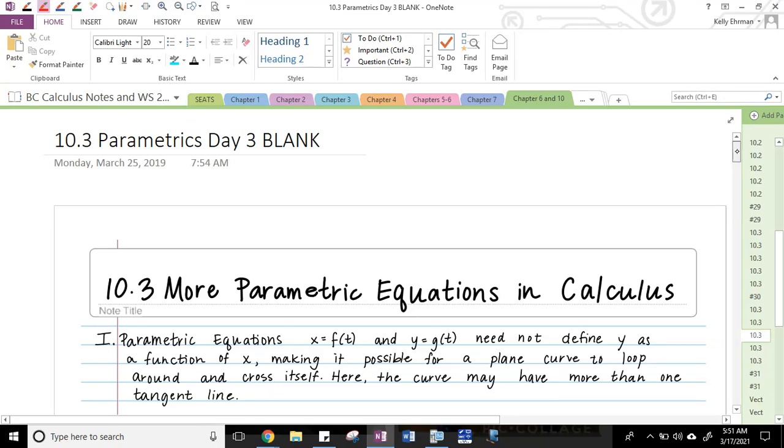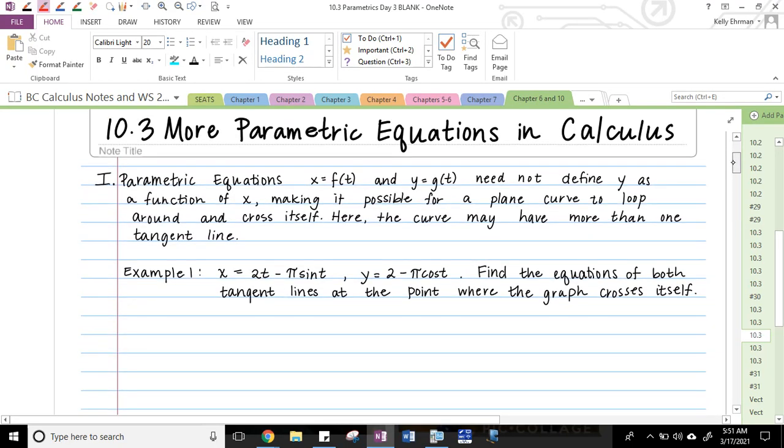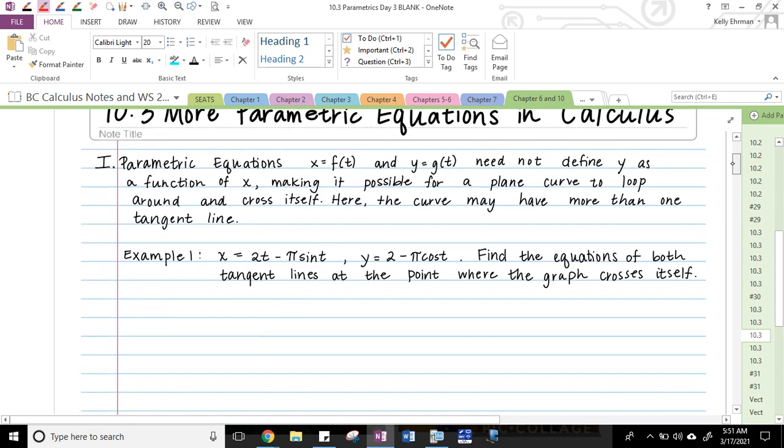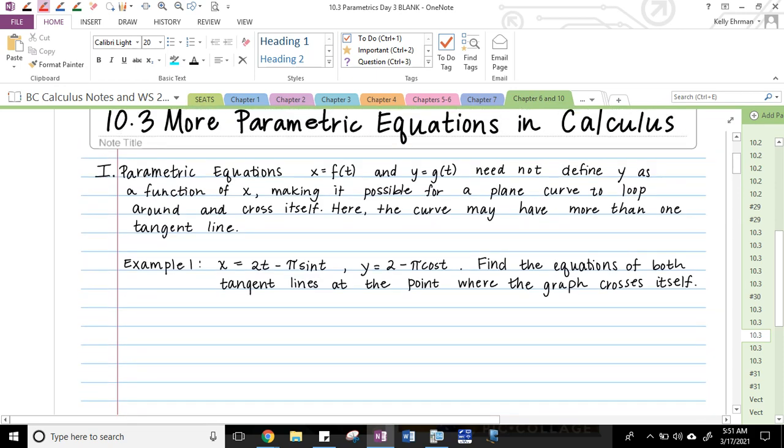We have a little bit more to talk about in section 10.3. So we're still looking at parametric equations in calculus. And let's say that we have curves where x and y don't actually form a function, meaning they have a curve that doesn't pass the vertical line test. So that curve could loop around and cross itself.